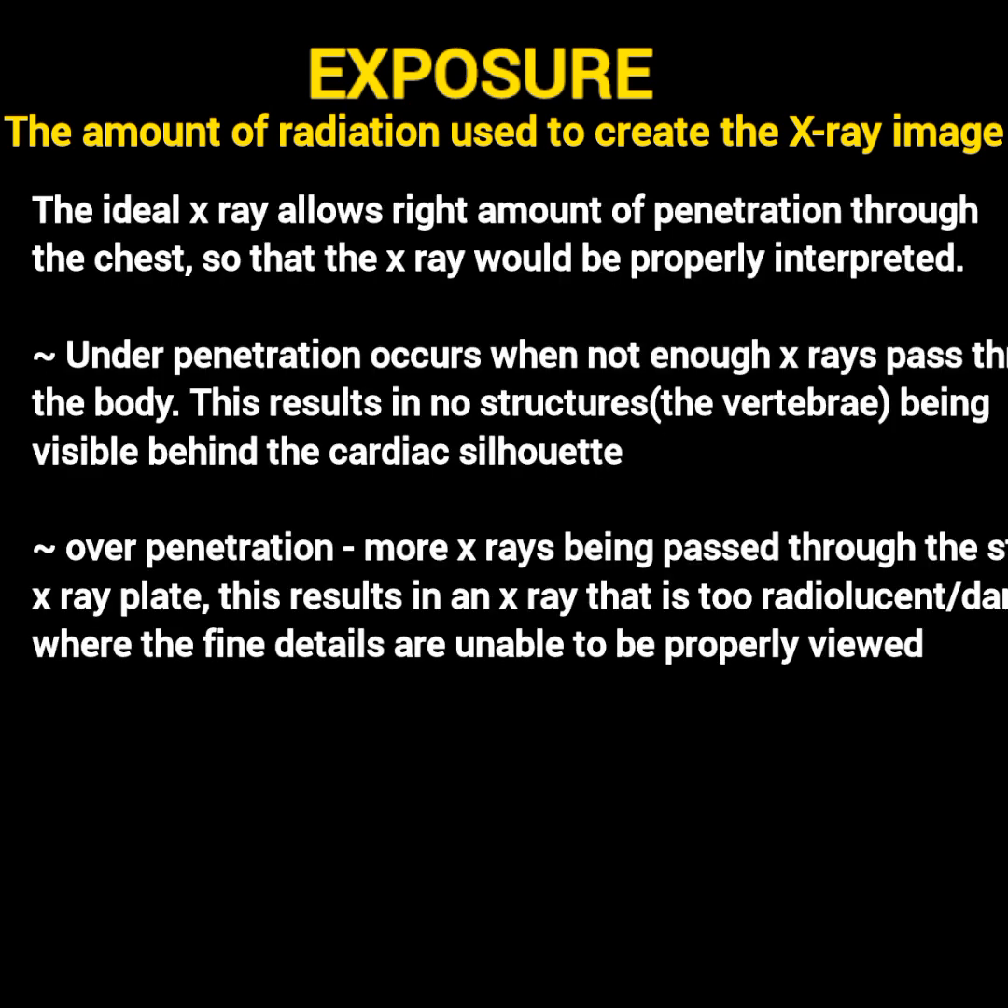For exposure, this is the amount of radiation used to create the X-ray image. The ideal X-ray allows the right amount of penetration through the chest so that the X-ray can be properly interpreted. Under-penetration occurs when not enough X-rays pass through the body. This results in no structures being visible behind the cardiac outline. In over-penetration, more X-rays are passed through the structures onto the X-ray plate. This results in an X-ray that is too dark, where the fine details are unable to be properly viewed.